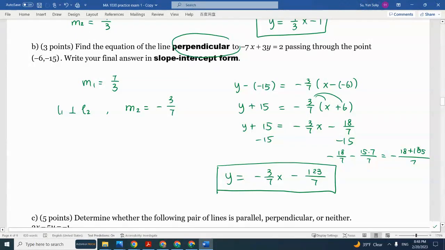Okay, so this is the line perpendicular to our first line and passing through the point (-6, -15). If you can understand this, could you type B in the chat? Okay, good. Let's keep going.